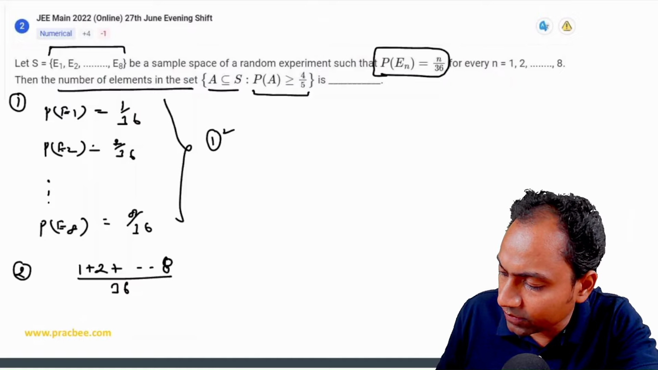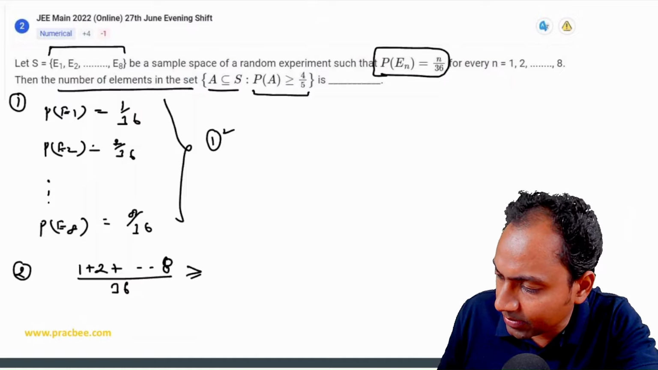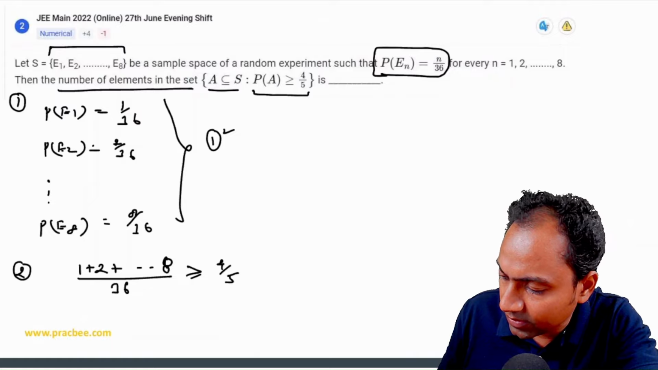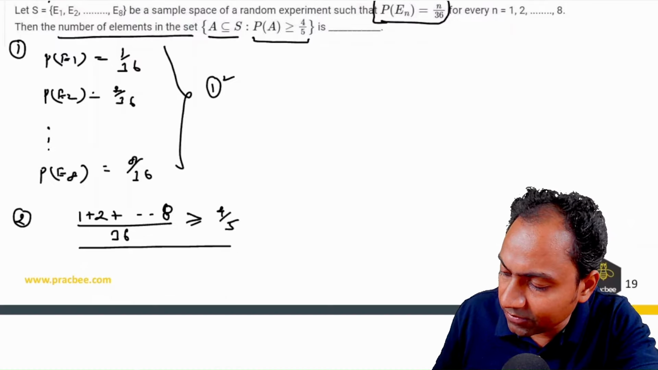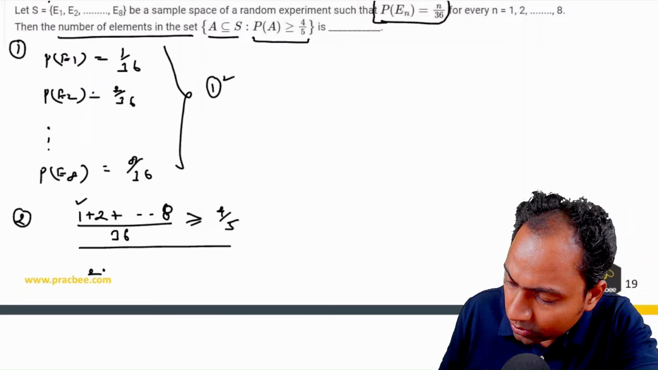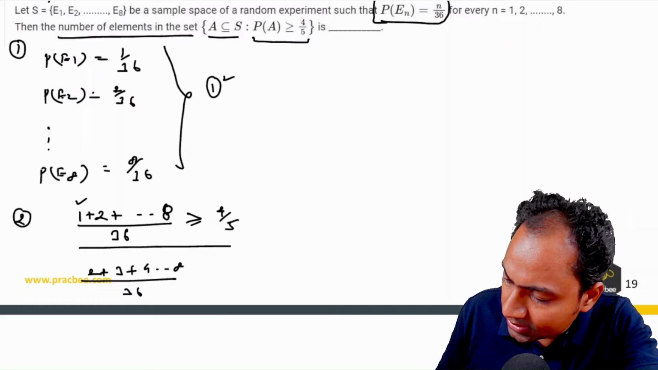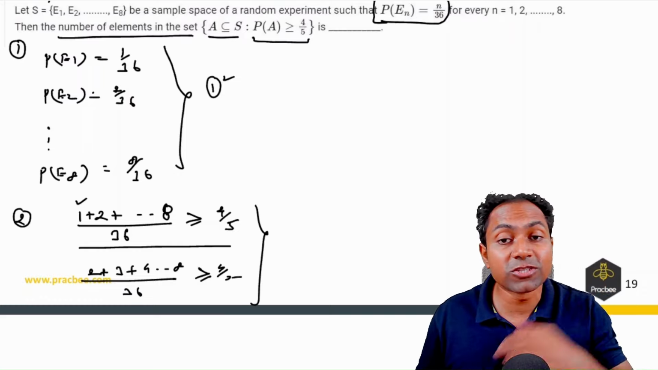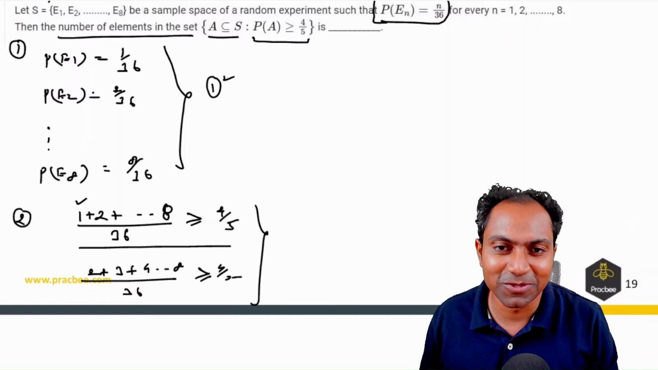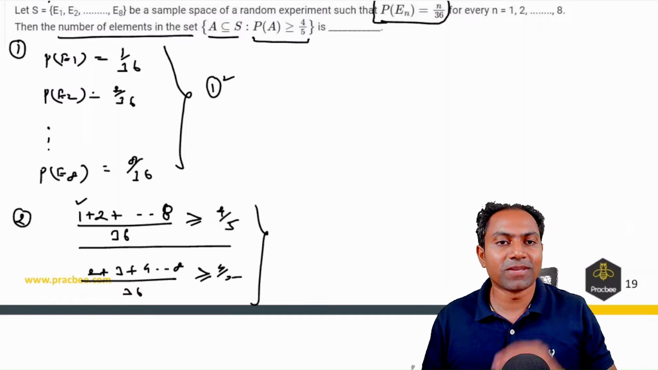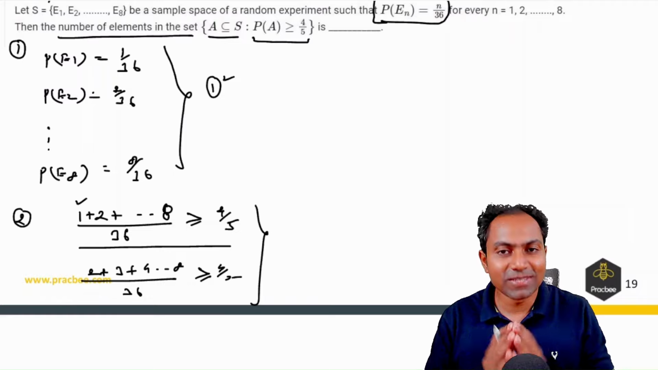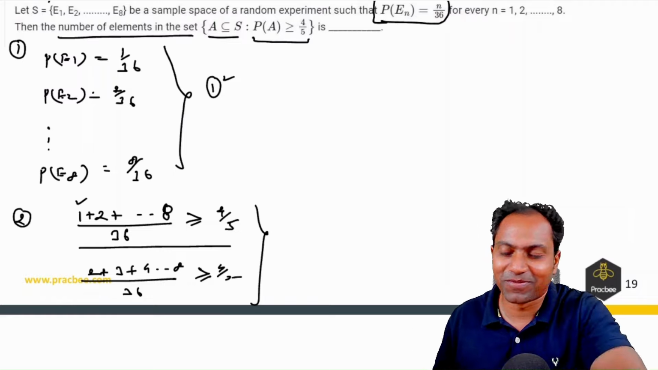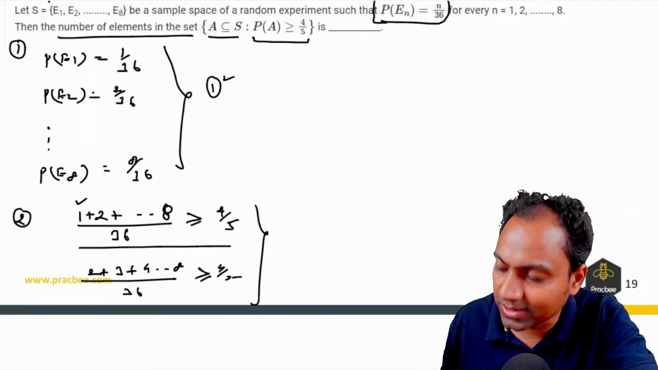And if I add all of them, obviously if I take all of them, it will be greater than 4 by 5. But even if I skip this 1 and write 2 plus 3 plus 4 till 8 by 36, it is still going to be greater than 4 by 5. So what they are saying is, how many such possible combinations of set A are possible in such a manner that even if I skip a few elements, the sum of the probability should be greater than or equal to 4 by 5. This is what the question is saying.